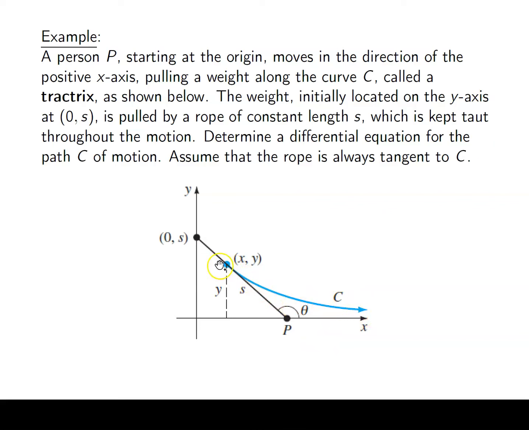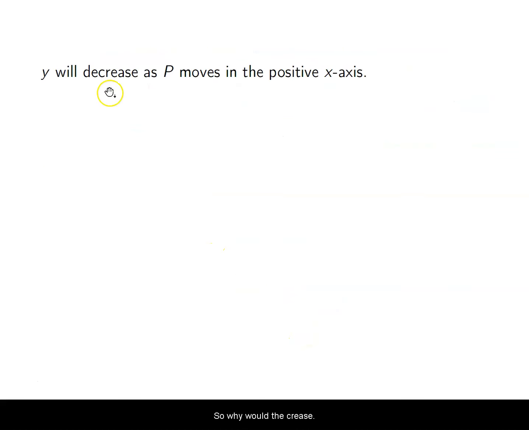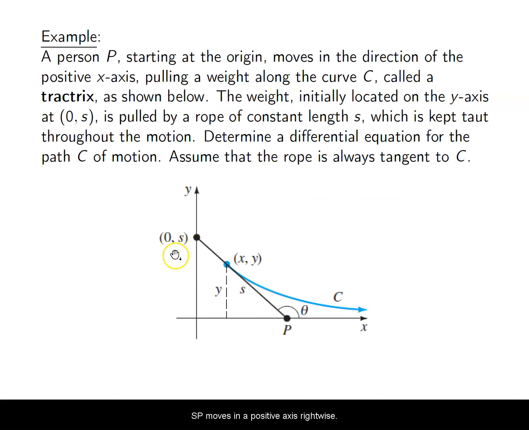tangent to C, so we have a triangle here, right? If I just find the tangent of this triangle, it's always equal to the derivative of this line, because your derivative is your rate of change, right? So the easiest thing to do is to just solve for this triangle, right? So that's what we're going to do here. So Y will decrease as P moves in the positive axis, right? Y is decreasing as you move.